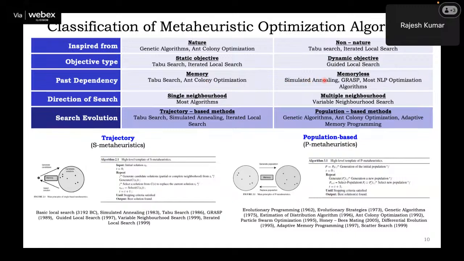Others are memoryless algorithms. And then the direction of search: in some algorithms you'll find there is a single neighborhood, as in most algorithms, but there are possibilities of multiple neighborhoods also. And then how you evolve it, how you perform your search. It may be trajectory based, it may be population based. Trajectory based, you can see here, local search, simulated annealing, taboo search, GRASP, variable neighborhood search, iterative local search. These are the trajectory based. And the population based, these are all the algorithms like EP, ES, genetic, ant colony, particle swarm, honey bee, DE. All these are population based approaches.